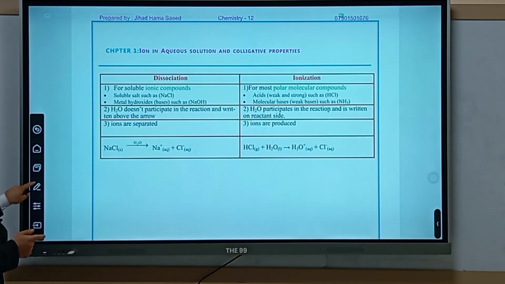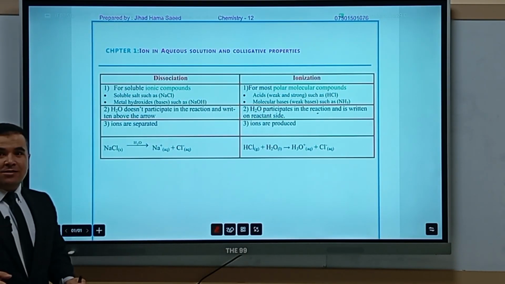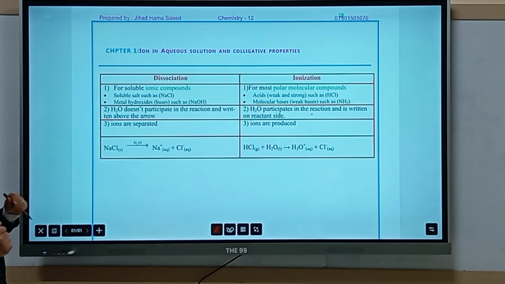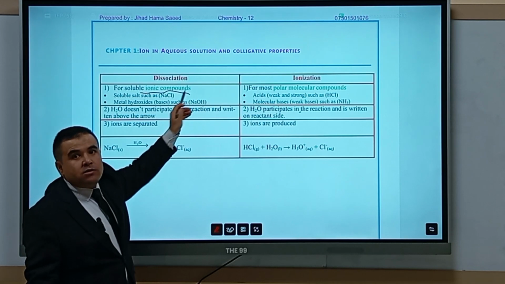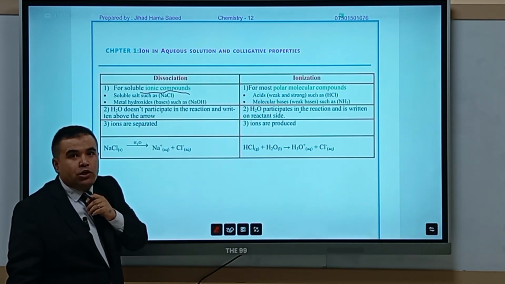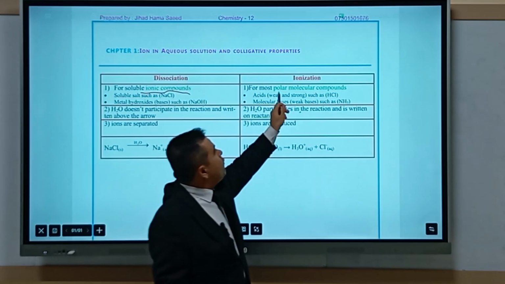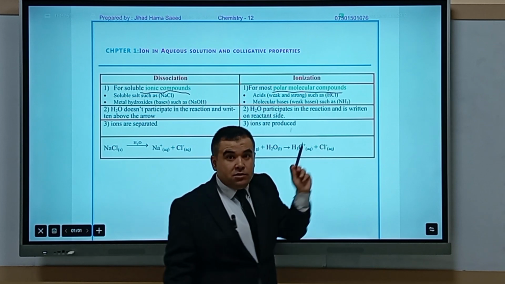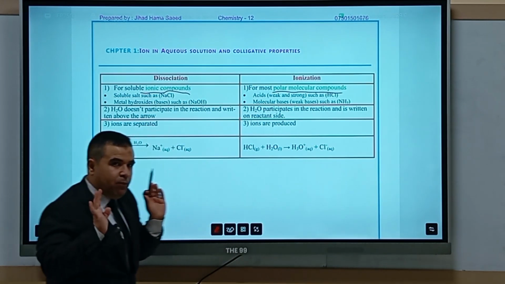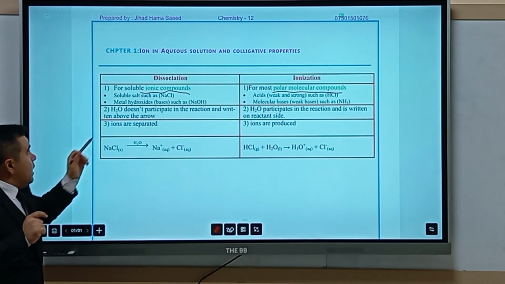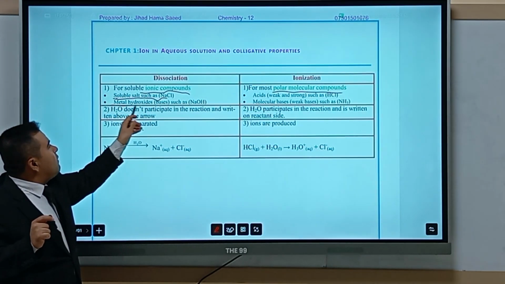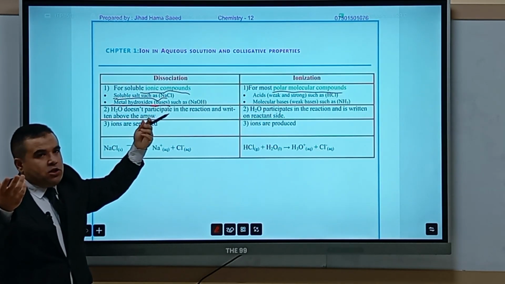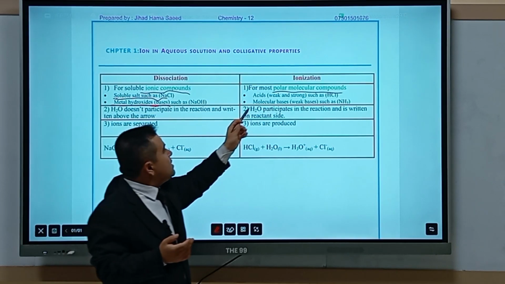And the differences between dissociation and ionization, guys. There are 3 main differences between them. First, dissociation is used for ionic compounds, but ionization is for polar molecular compounds. The compound must be polar. Examples: soluble salts such as NaCl, metal hydroxide bases such as NaOH.